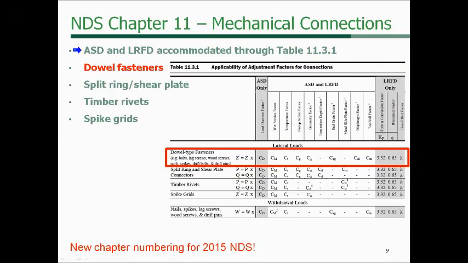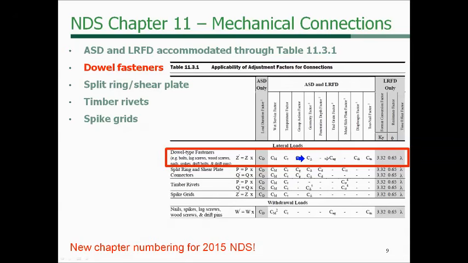I forgot to mention that NDS is both allowable stress design and LRFD, and we cover several different types of fasteners. We'll be looking at dowel type fasteners today, but we also cover split rings and shear plates, timber rivets and spike grids, very sort of niche type fasteners that aren't used a lot, but that's what's shown here in this table. And so as we look today at some of the applicable adjustment factors for connection design, for dowel type fasteners, that's going to include the load duration factor, the moisture factor, temperature factor, group action factor we'll actually calculate today, geometry factor we'll calculate today.